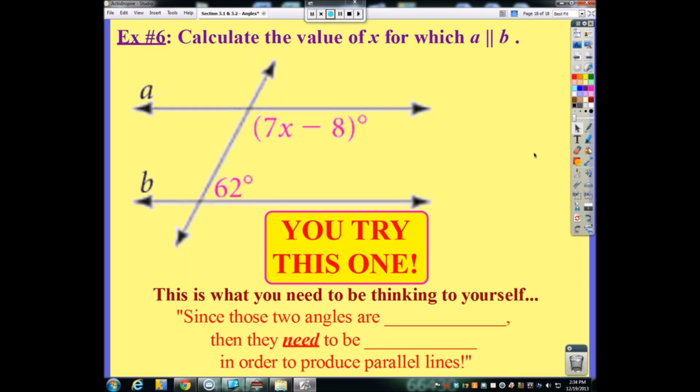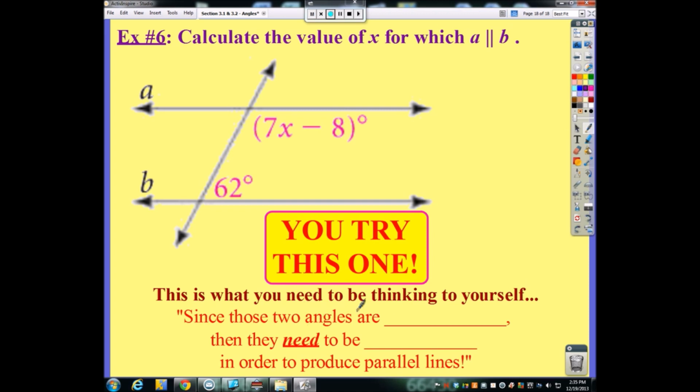Now, the last example, I want you guys to try this one on your own, okay? And I put a little thing down here. This is what you need to be thinking to yourself as you're looking at this problem. And you guys are going to have to fill in the blanks. I'm not going to do them for you. But this is kind of your mantra you need to be thinking about.